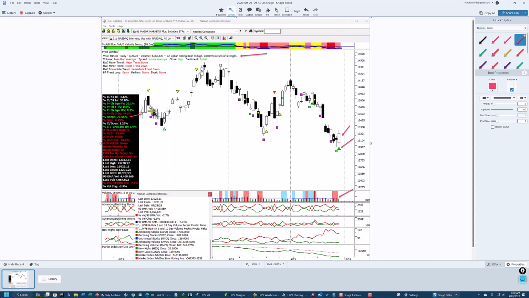So just some bottom fishing going in, but we're getting some positive VPA flags, which always have to be confirmed. This was a low volume test, not confirmed. And the low volume tests generally work better after an uptrend has started like this, but I still pay attention to them. So we're getting a confirmation on that.